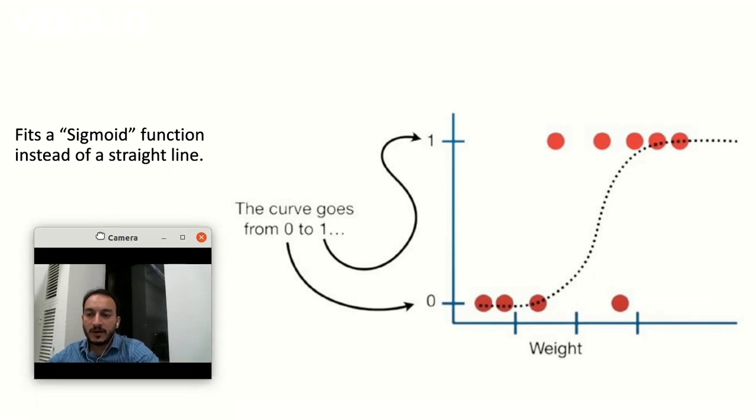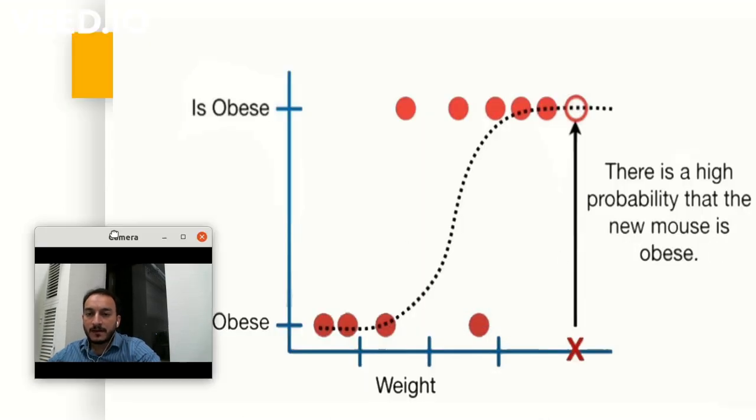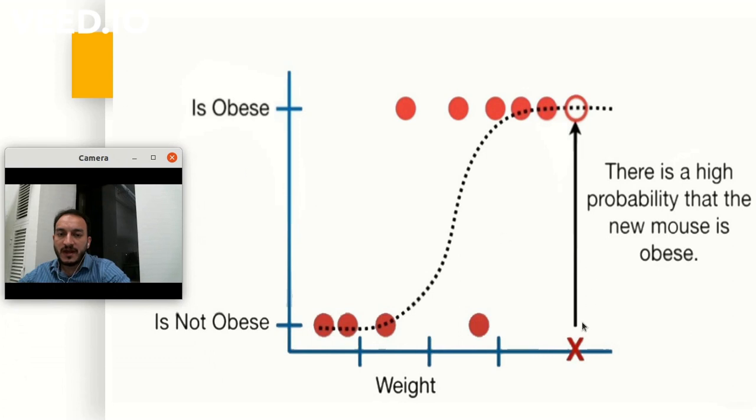So sigmoid is the function which fits for logistic regression. Instead of a single straight line, we fit a sigmoid function, and the minimum value of a sigmoid function is 0, and it goes up to 1. So let's suppose we have a new sample. Based on the trained model and the weight, we can predict the class of the mouse.